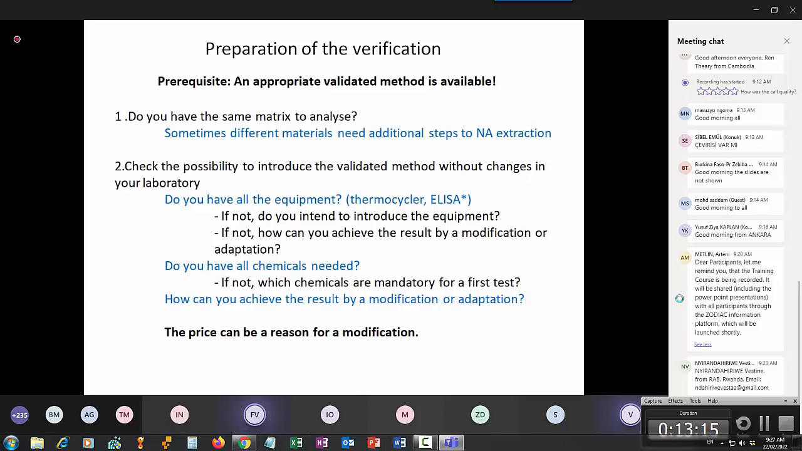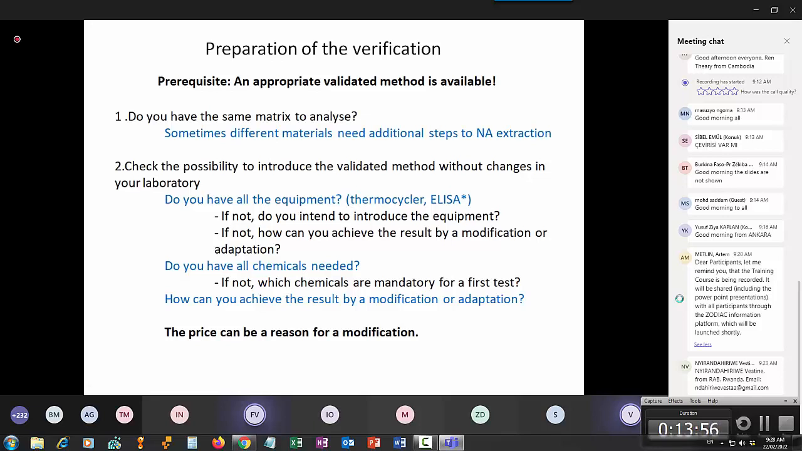So the first question then is, do you have all the equipment? Thermocycler, ELISA. I put some asterisks here because I remember in our laboratory we had a very good ELISA reader, but it didn't have a filter with specific optical density, a specific number of nanometers, and we purchased a kit and we couldn't read that kit on our ELISA reader. Similar can be with thermocycler because there are many models with different specifications available on the market.